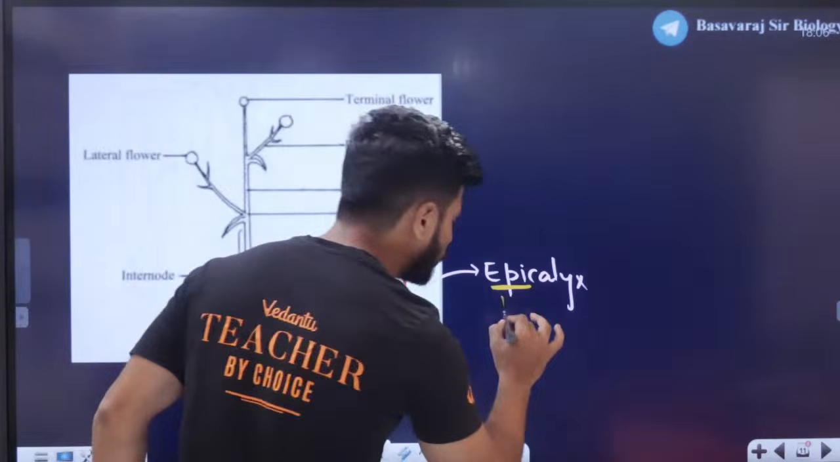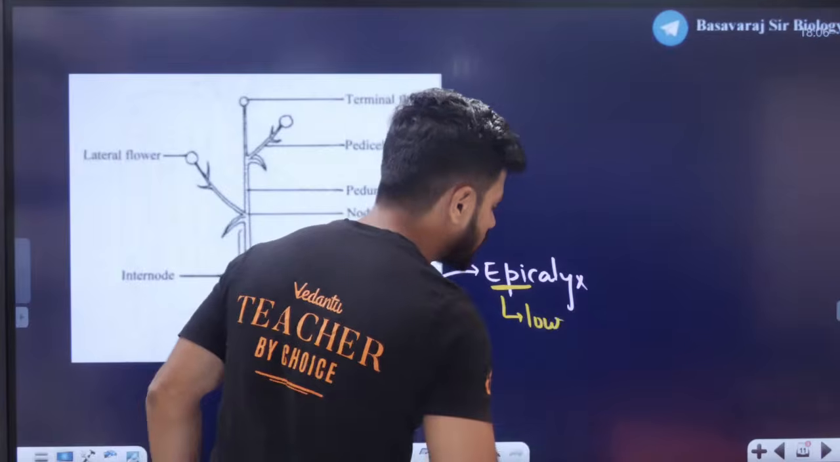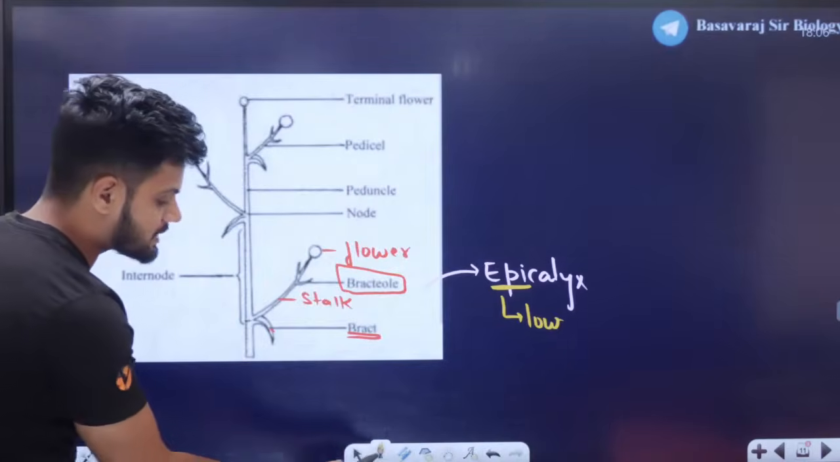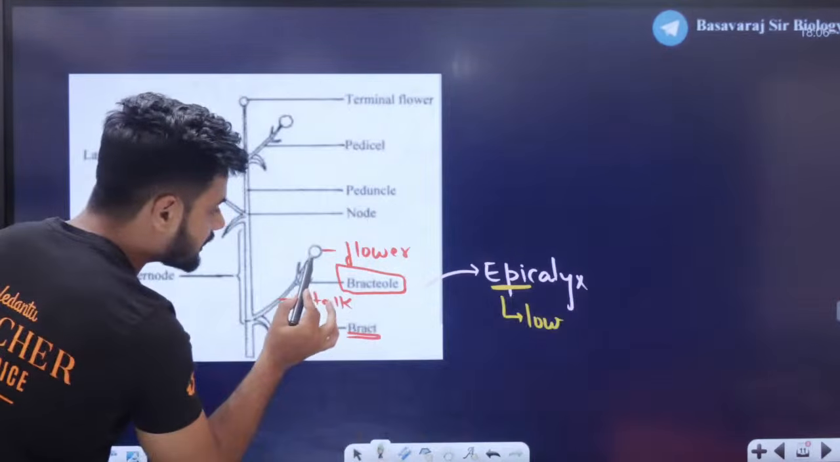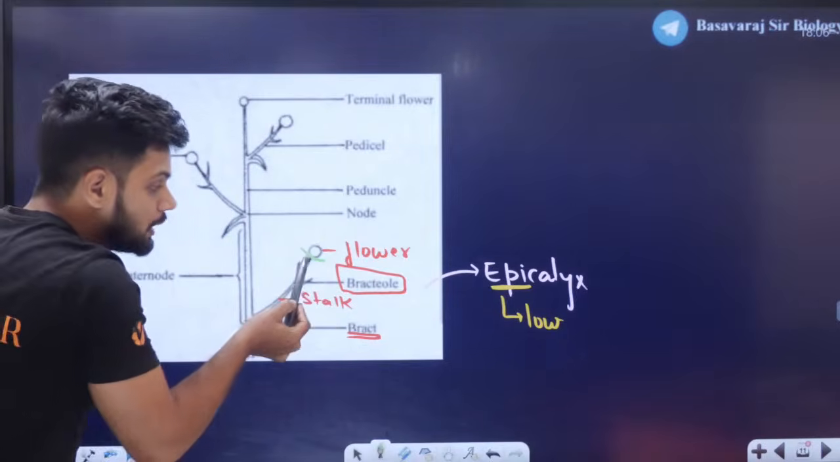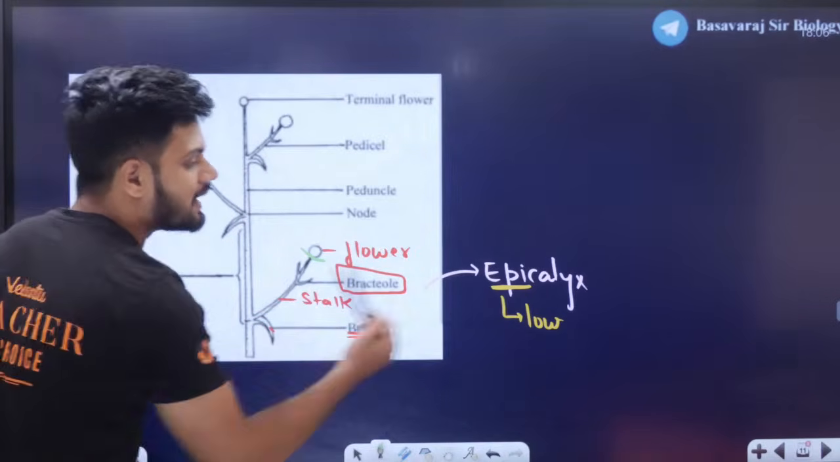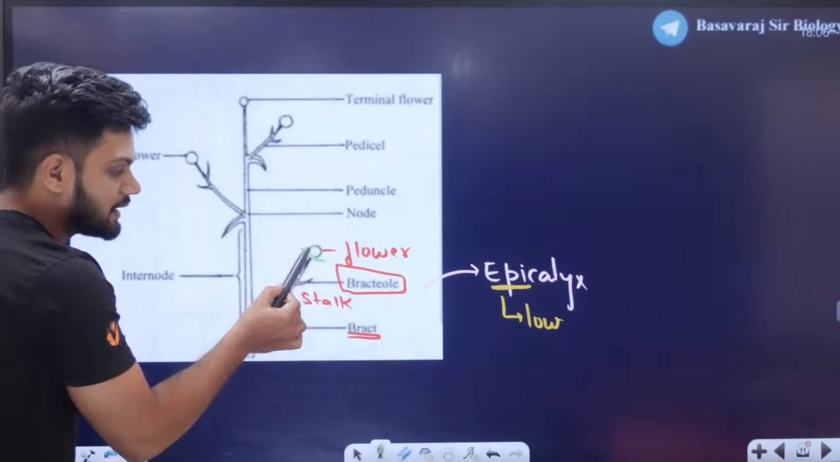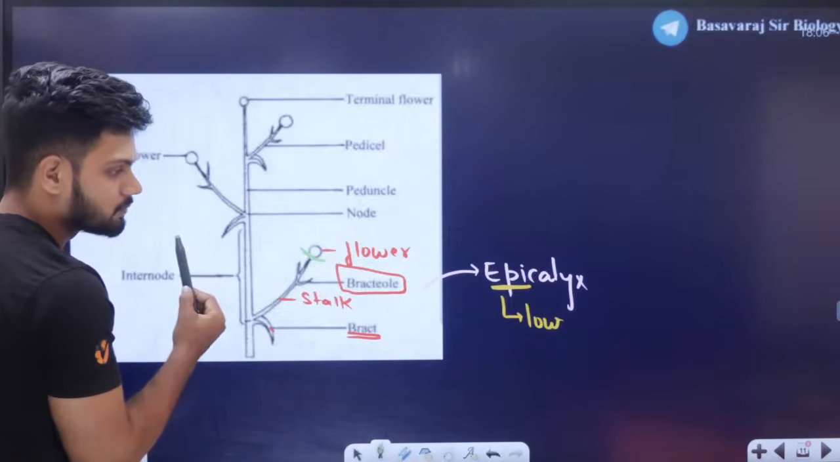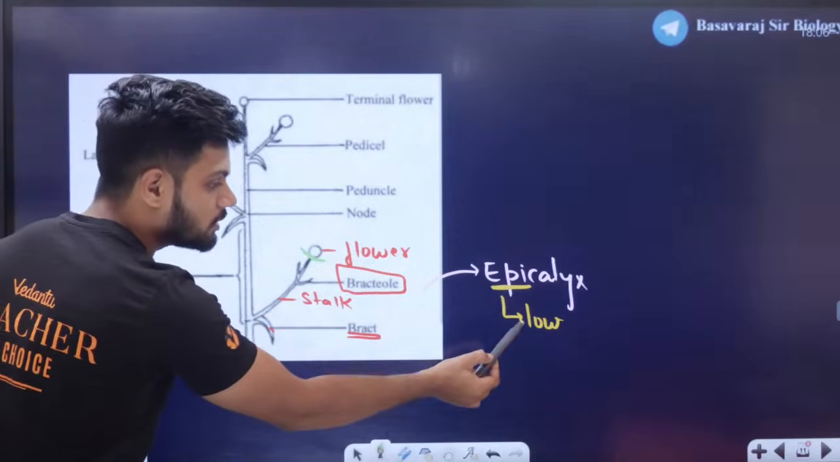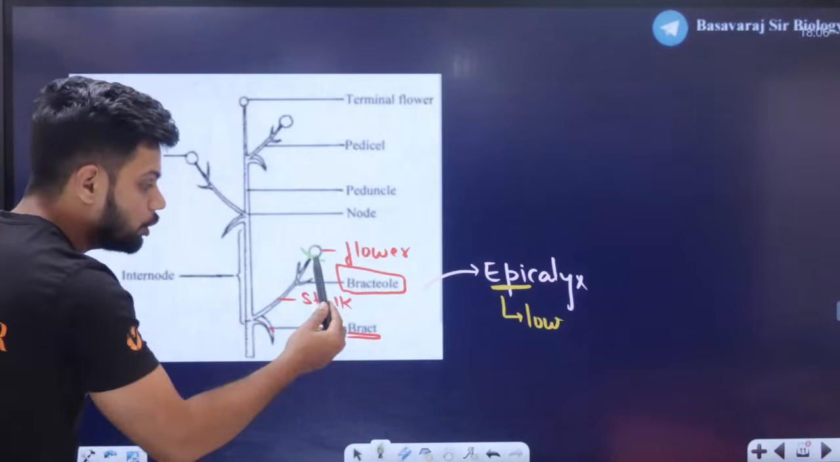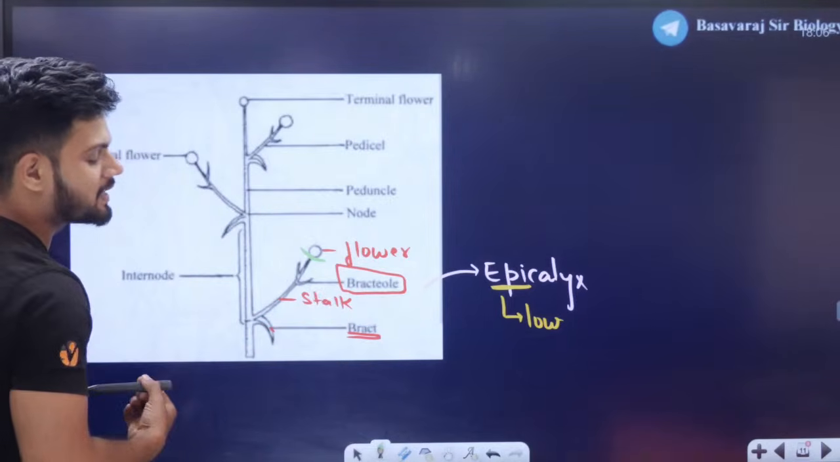Epi means low, lower or low. Calyx, all of you know what is calyx. A flower will have calyx here. Below the calyx, epicalyx. All of you understanding? Calyx is present here near the flower. Epicalyx means what? Low calyx. Lower to the calyx is epicalyx present here.